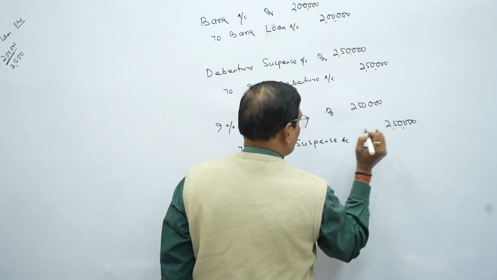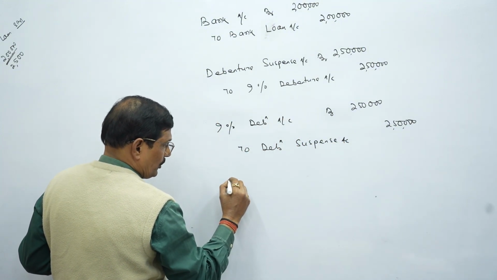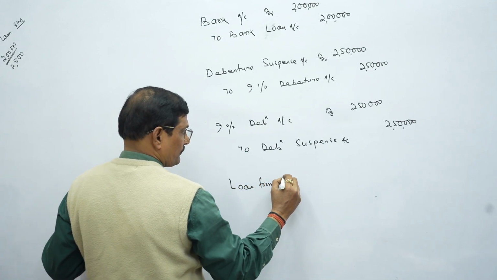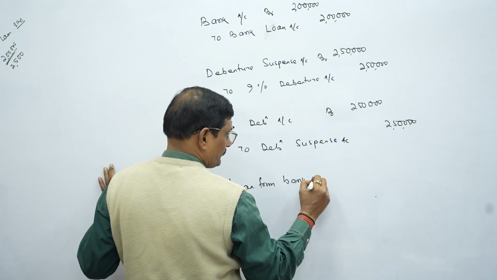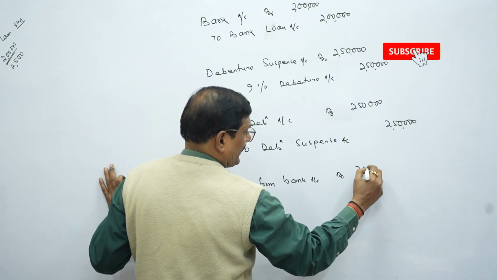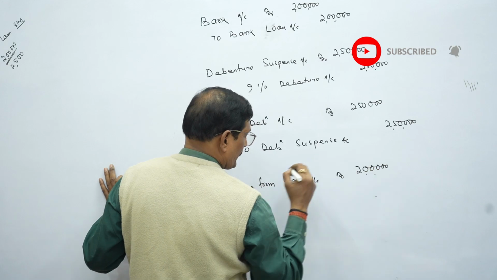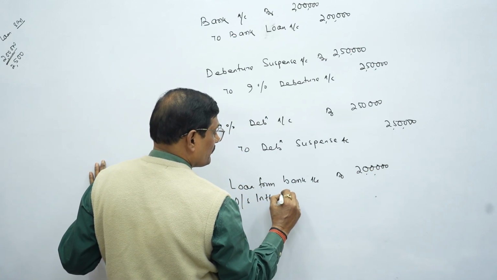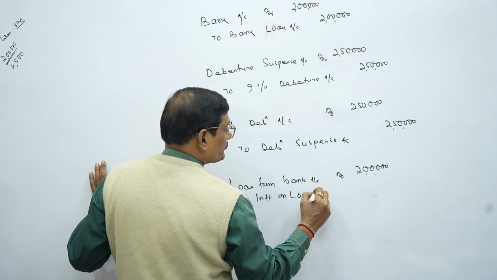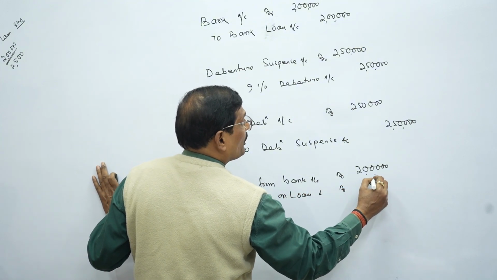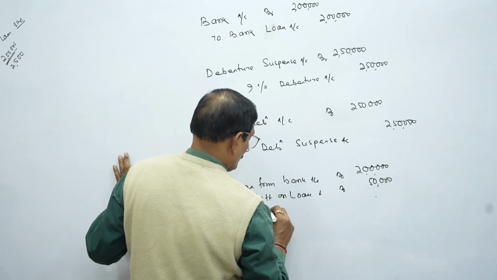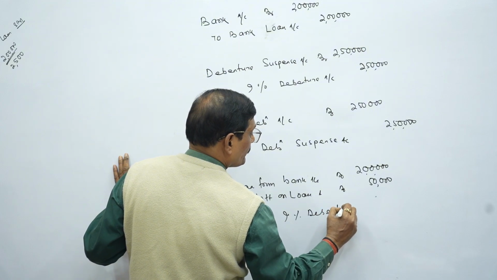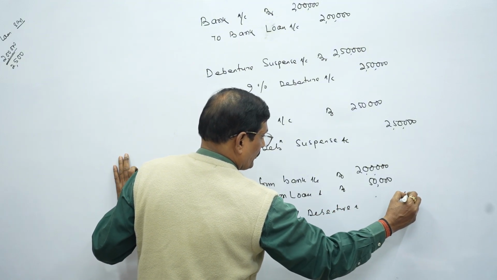And thereafter, loan from bank account debit, that is 2 lakh. Outstanding interest on loan account debit, it was a liability, now cancelled, to 9% debenture account, 2,50,000.